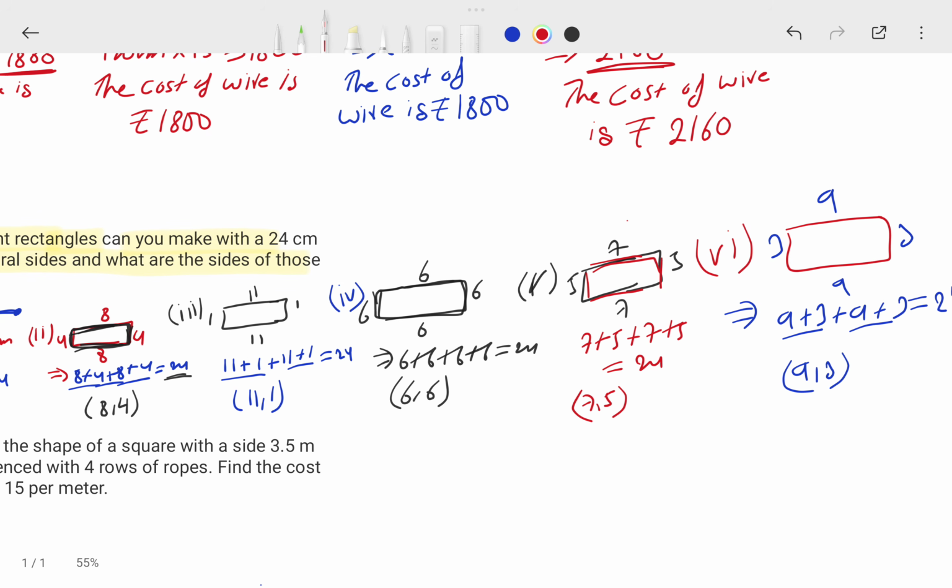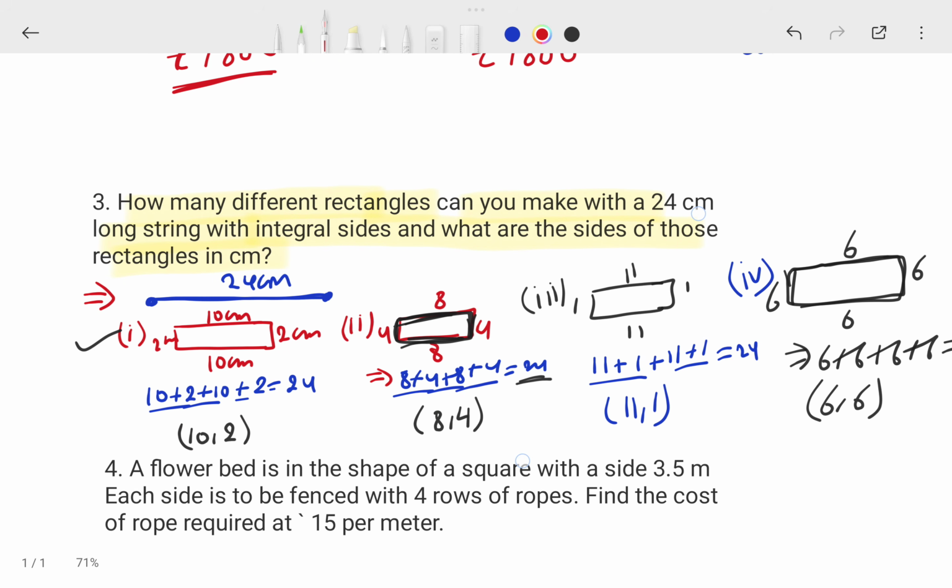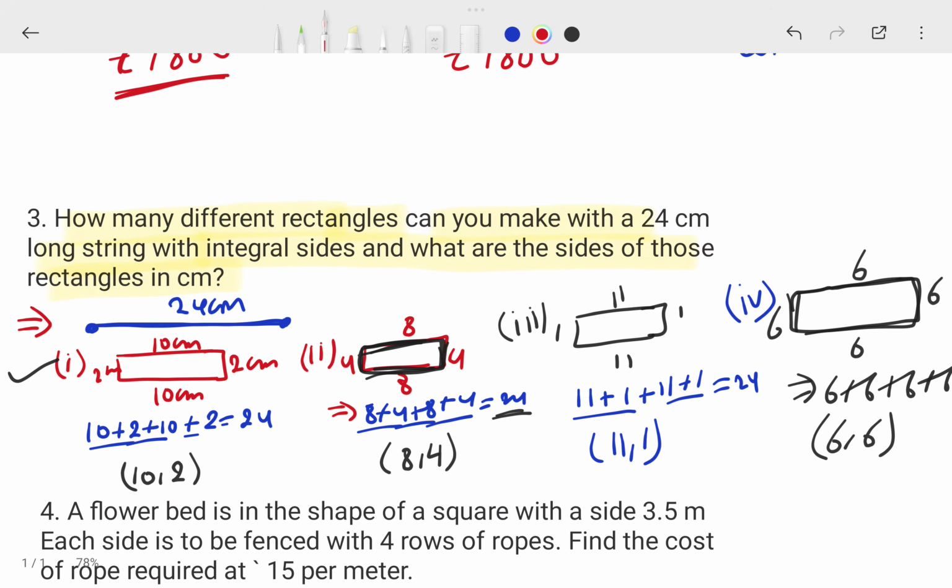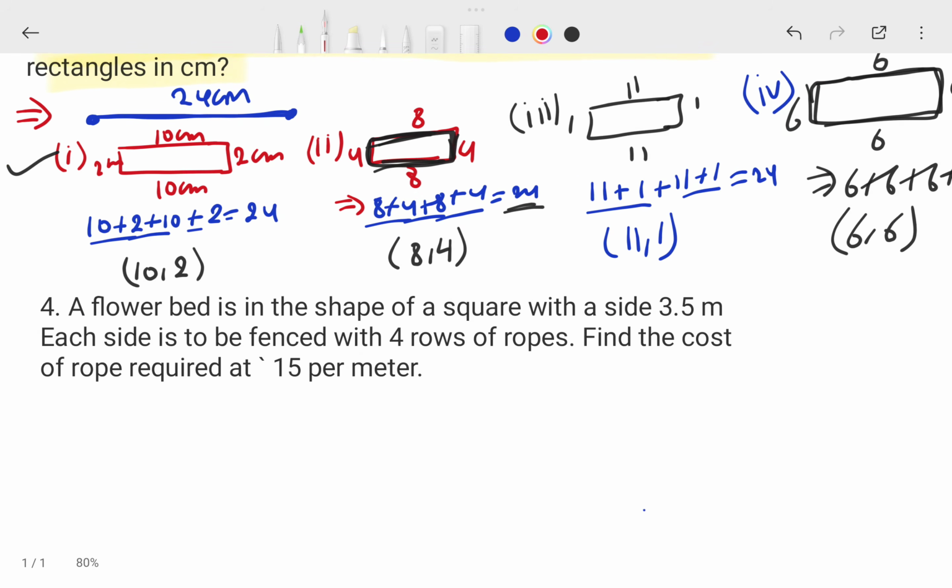So now what are we going to write? Only 6 different rectangles you can make with a 24 centimeter long stick. So we are going to write the answer. Where will I write the answer? There is no place. Okay, I will try to adjust. This question is done.